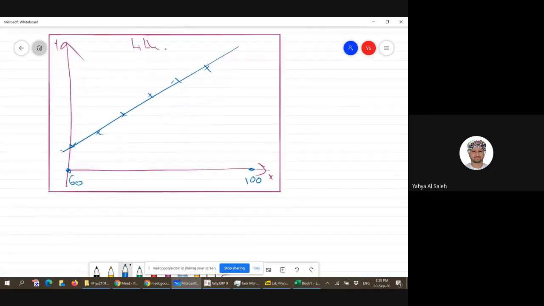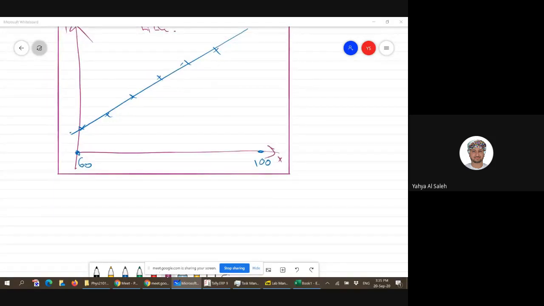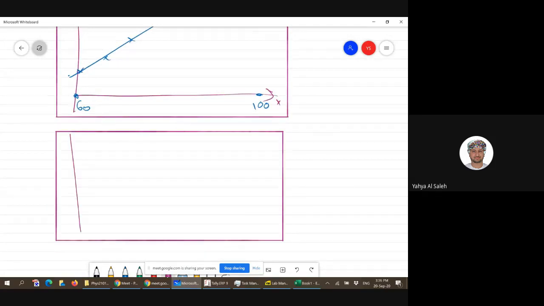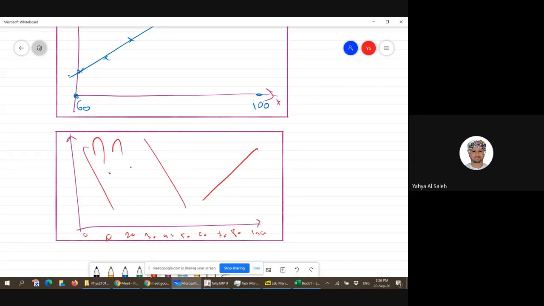What would be a problem is if I try to force it to only start from 0. If you force it to start from 0, you will end up with something like this. This is my page. This is my axis. And if you force it to start from 0 while your data starts from 60, you will end up with something that goes like 0, 10, 20, 30, 40, 50, 60, 70, 80, all the way to 100. But then why is all of this empty? It's a waste of space and you don't get enough detail from it.